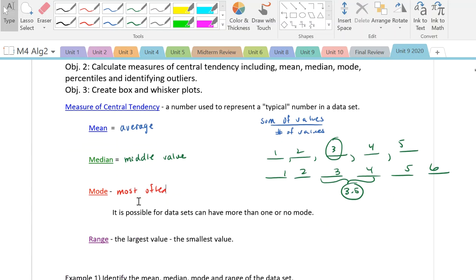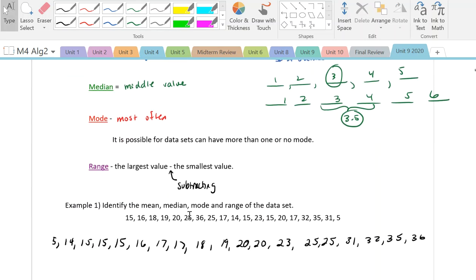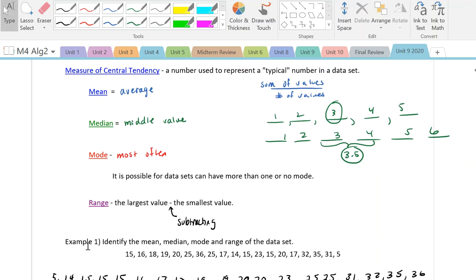And then a measure of dispersion, not technically a measure of central tendency, but it's usually lumped in with it, is the range. And the range is the largest value subtracting the smallest value. So that is our measures of central tendency. And so first thing, example 1, identify the mean, median, and mode of the data set.